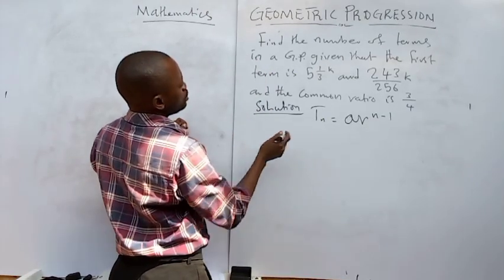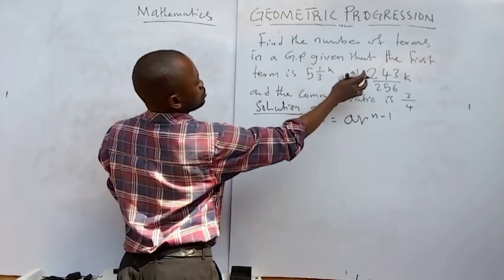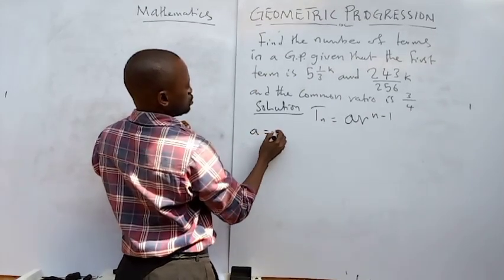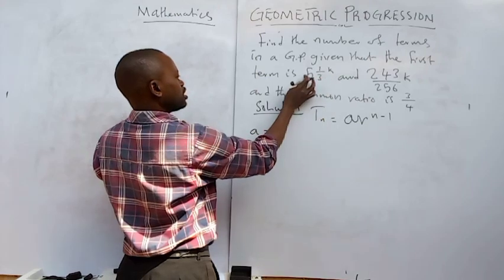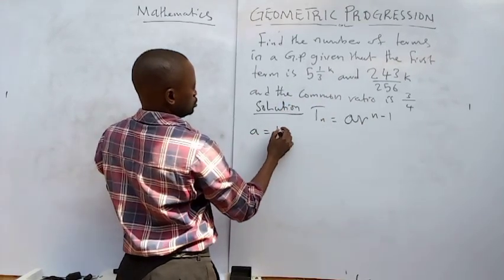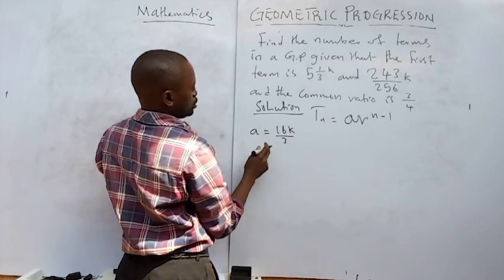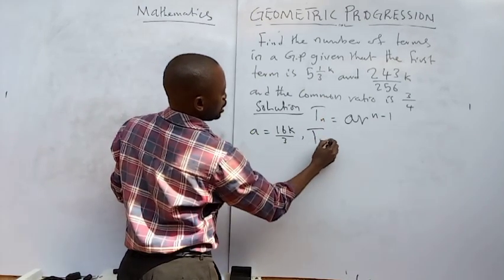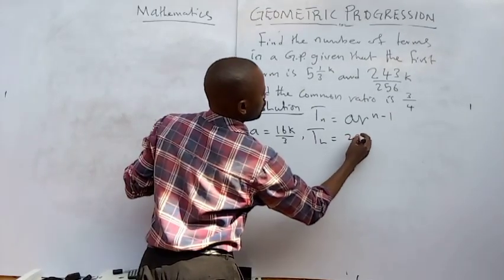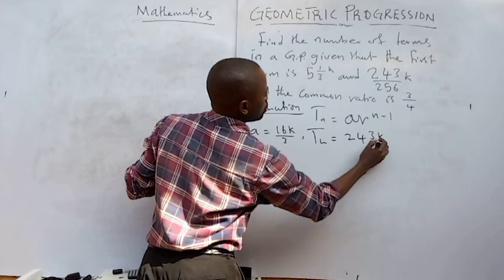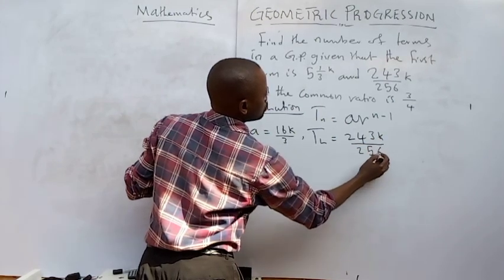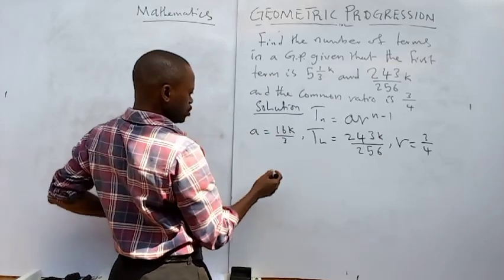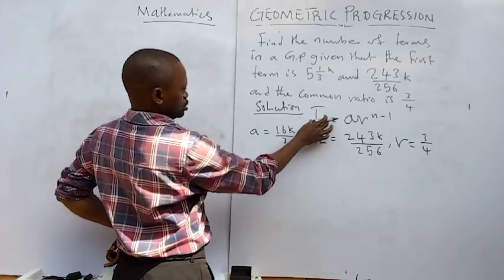What did they give us in line with this? The first term is this, so I know a now. That a is equal to, I will change this to an improper fraction: 3 times 5 is 15, plus 1. That's 16k over 3. That's a. And then the last term, so that is T last. T last is 243k over 256. They also give us the common ratio r to be 3 over 4.